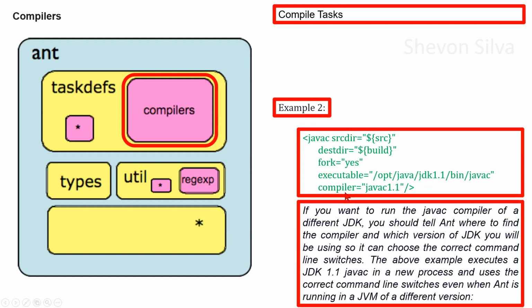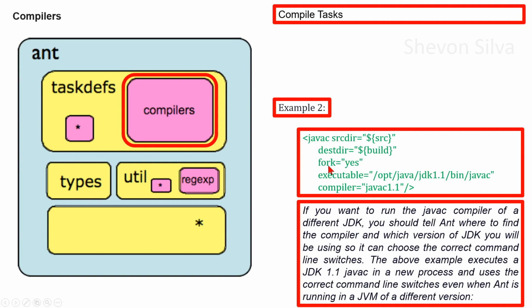As an example too, we can consider this. If you want to run a javac compiler of a different JDK, you should tell Ant where to find the compiler and which version of JDK you will be using, so it can choose the correct command line switches. In this example, it executes JDK 1.1 javac in a new process and uses the correct command line switches even when Ant is running in a JVM of a different version.